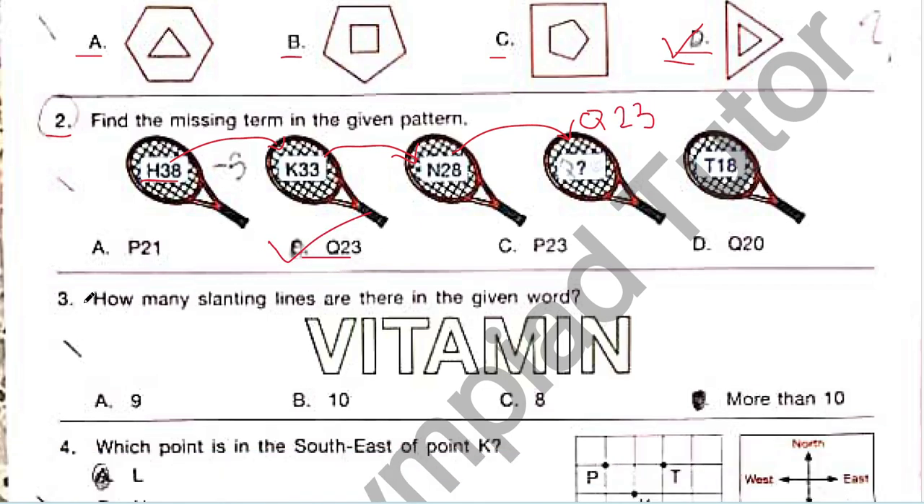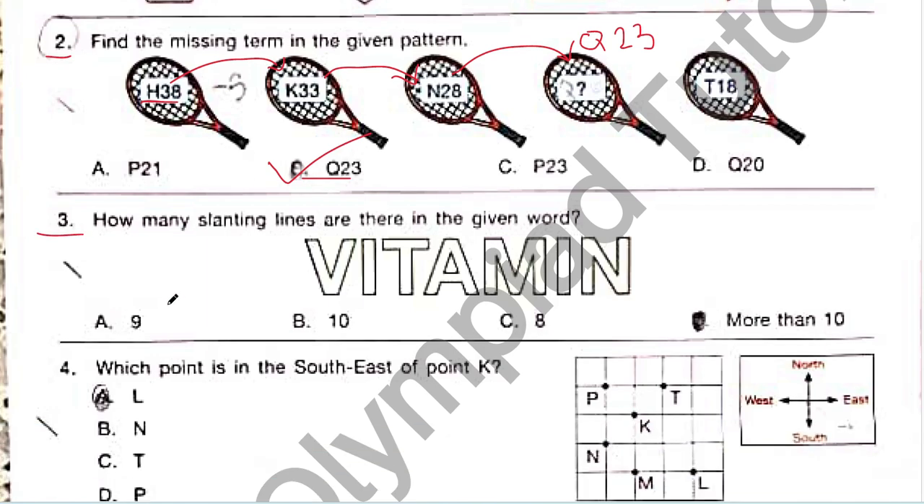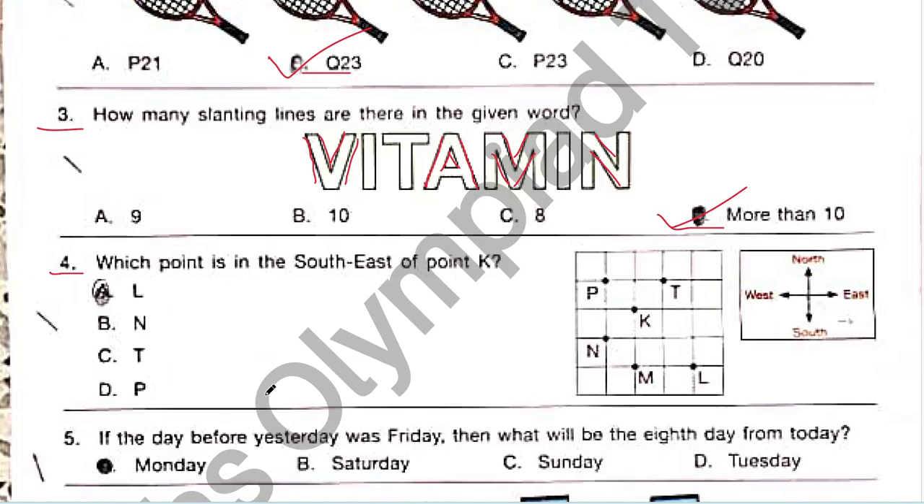We should select this. Question 3 here is how many slanting lines are there in the given word? So we need to count the slanting lines here. 1, 2, 3, 4, 5, 6, 7, 8. Then we have 9, 10, 11, 12, 13, 14. So it is more than 10. So we'll select option D.